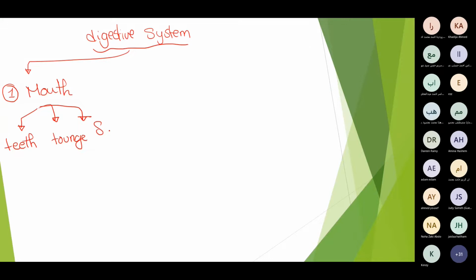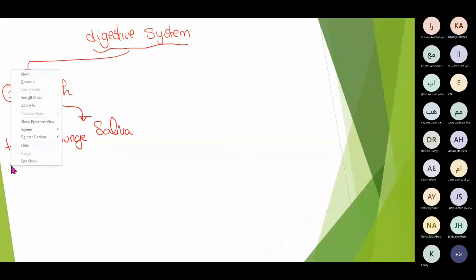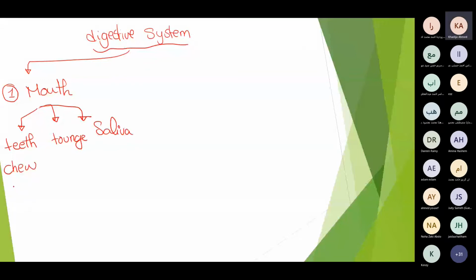Let's start. What is the function of the teeth? To chew the food. Yes, to chew. Suppose some of our friends here don't know what to chew means. It means to cut or break down into small pieces. Excellent. So to break down or cut it into small pieces, to chew food or cut it into small particles. Very nice. Okay, Ruqayya.